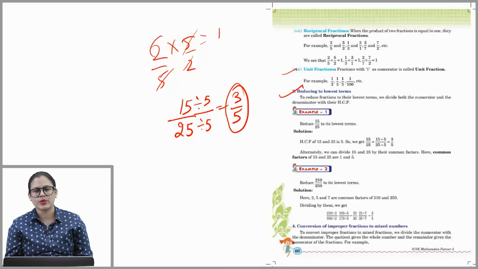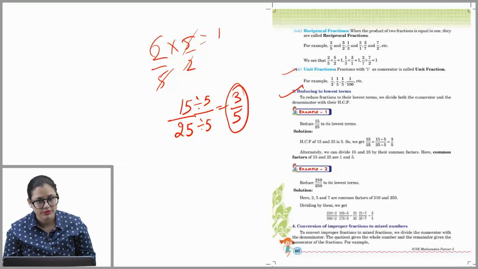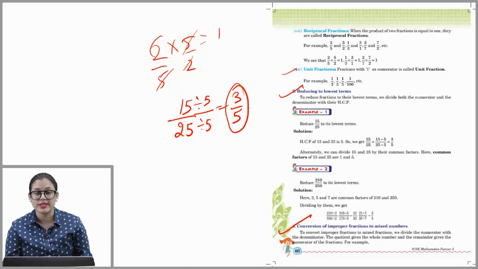Alternatively, we can divide 15 and 25 by their common factors. Here the common factors of 15 and 25 are 1 and 5. Next, conversion of improper fractions to mixed numbers.